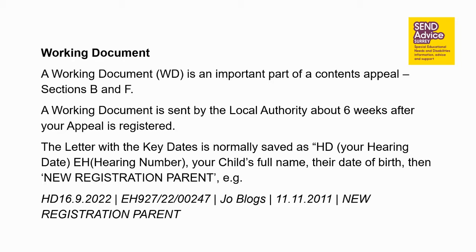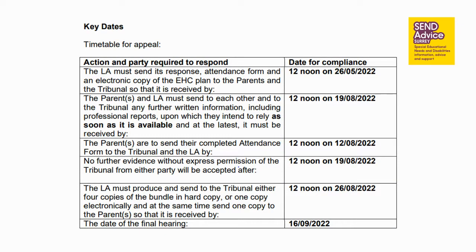HD is the hearing date, EH is your hearing number, then it'll have your child's full name, their date of birth, and then the words new registration parent. So this is an example of the key dates box. You will find this near the end of the registration letter.